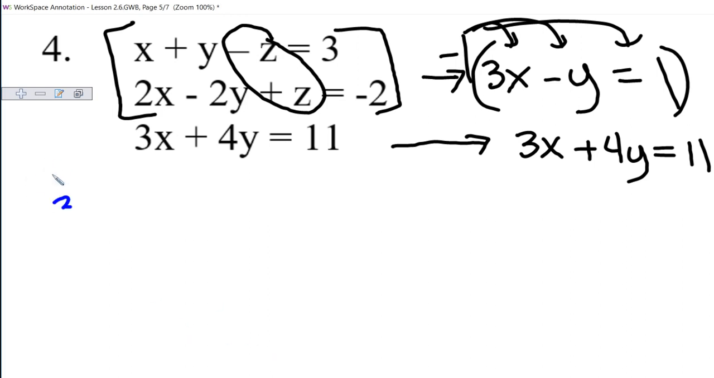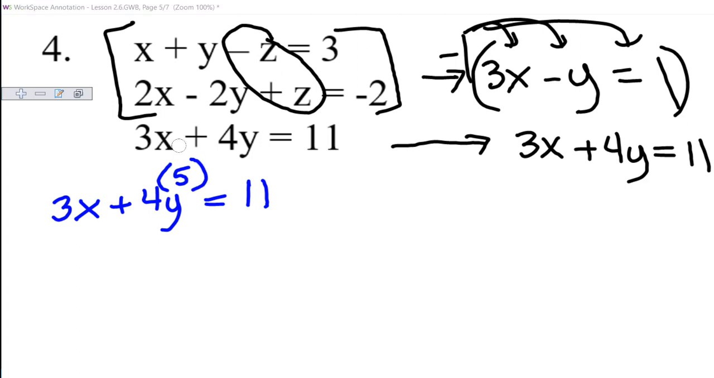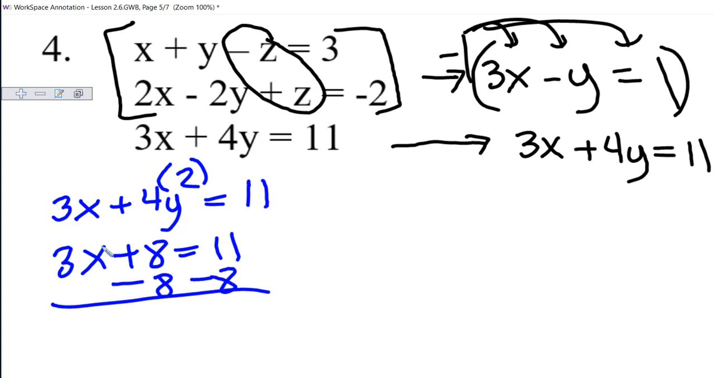So we have 3x plus 4y equals 11. And instead of y, we just solved for y, and we said that y was 5, correct? Or was it 2? 2, sorry. So we said that y is 2. So what's 4 times 2? So 3x plus 8 equals 11. Subtract 8 from both sides. We get 3x equals 11 minus 8, which is 3. Divide both sides by 3. What do we get for x? 1.